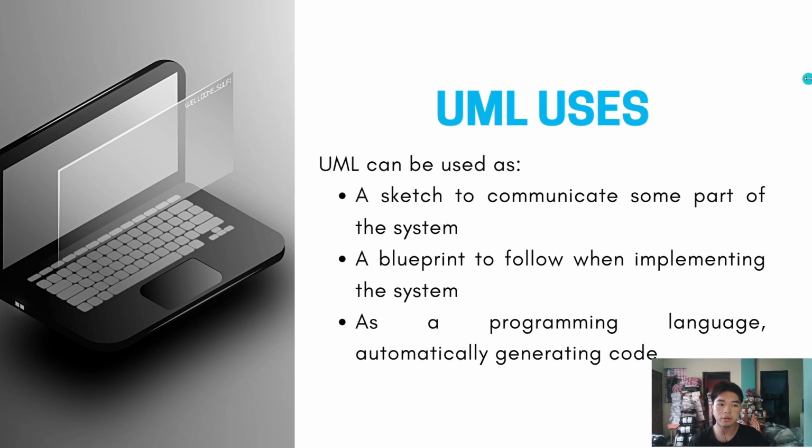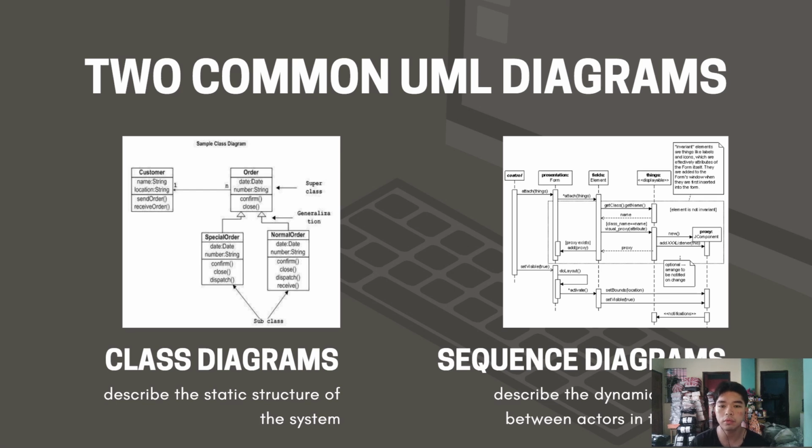So we have the UML uses. UML can be used as a sketch to communicate some parts of the system. It can also be a blueprint to follow when implementing the system. And last, as a programming language, it can automatically generate code. So we have here 2 common UML diagrams. The first is the class diagram, which describes the static structure of the system. And then we have the sequence diagram, which describes the dynamic behavior between the actors in the system.